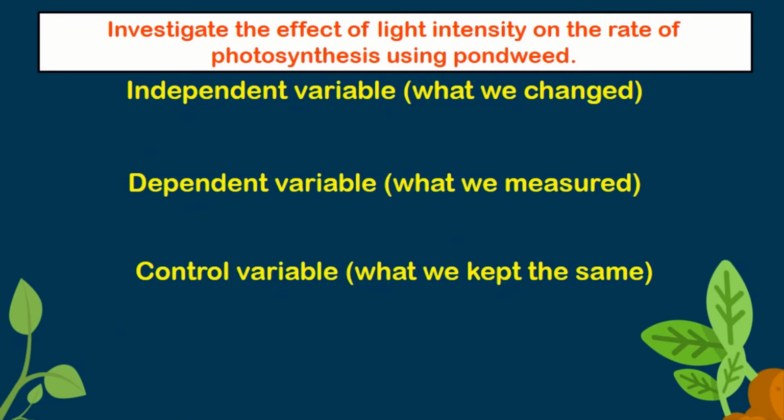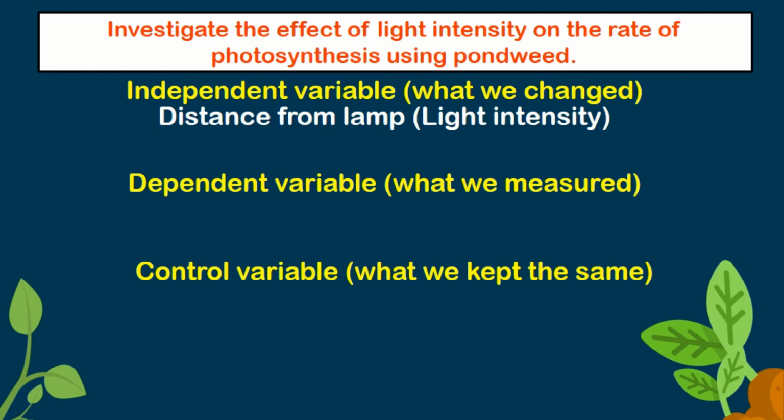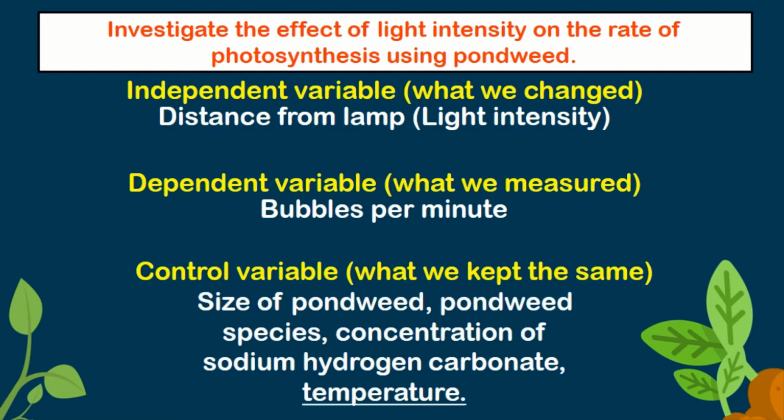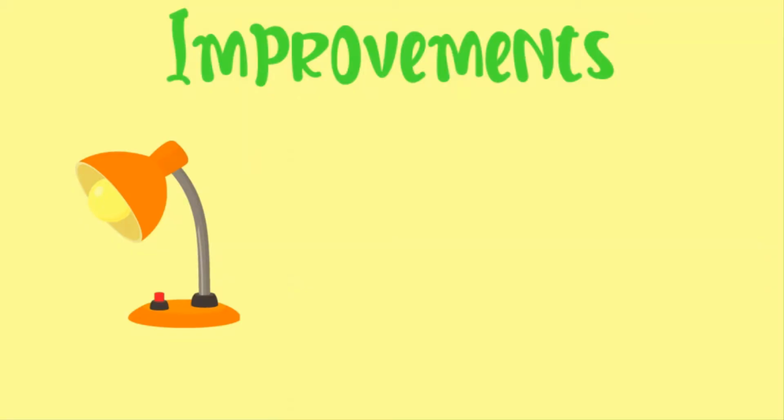So one of the most basic questions is, what are the variables? So the independent variable, the thing I'm changing, is the distance between the pondweed and the lamp. That's how I'm going to control how much light the plant has. The thing I'm measuring, the dependent variable, is the bubbles per minute, and the control variables are all the things I'm keeping the same, so I can be certain that any difference I see is due to the light intensity. So that's the size of the pondweed, the type of pondweed, the concentration and volume of the sodium hydrogen carbonate, and the temperature, which brings us to improvements.